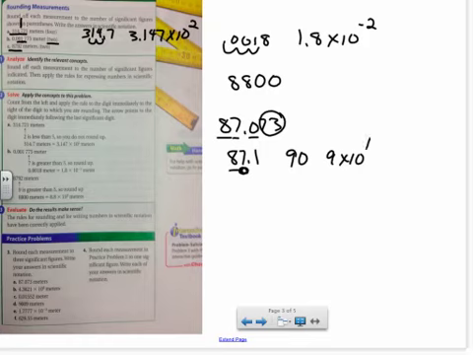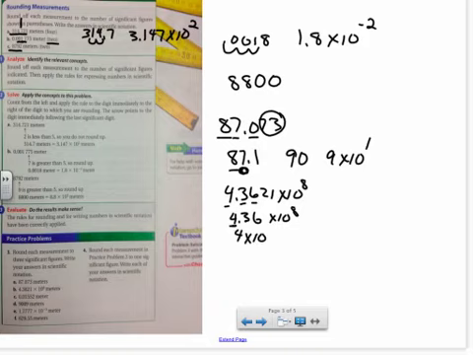Okay, the next one, 4.3621 times 10 to the 8th, and I want to go to 3 significant digits, 1, 2, 3. That's pretty easy. I can round that off. That's just going to be 4.36 times 10 to the 8th. If I want to go to 1, I'm going just to here. That's also pretty easy. Just going to be 5. No, sorry. It's going to be 4 times 10 to the 8th.